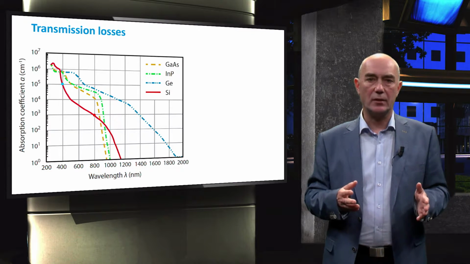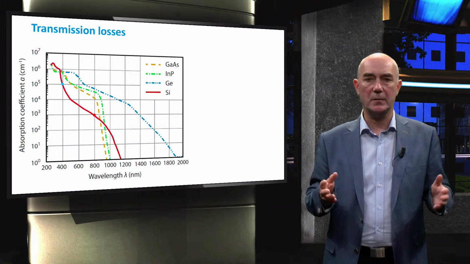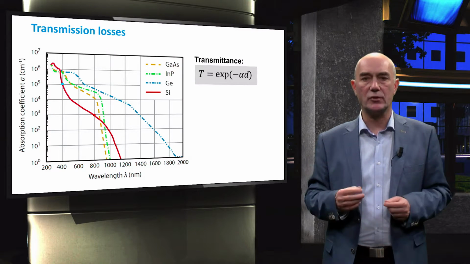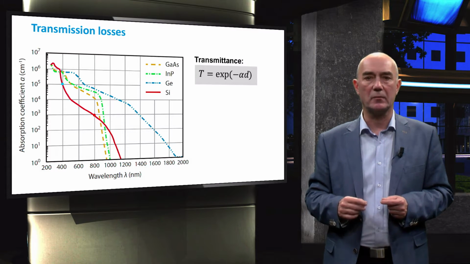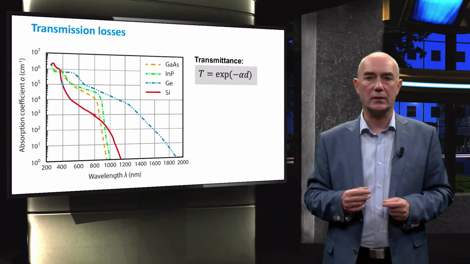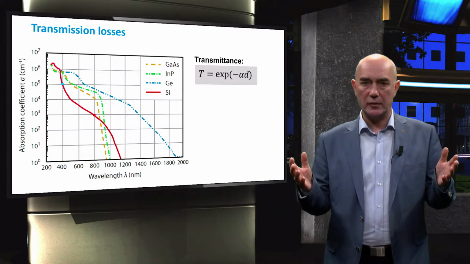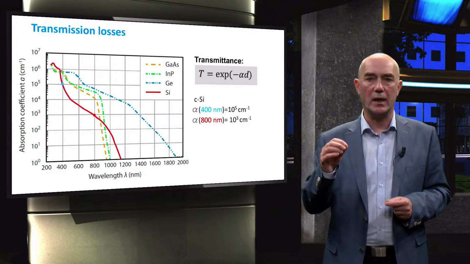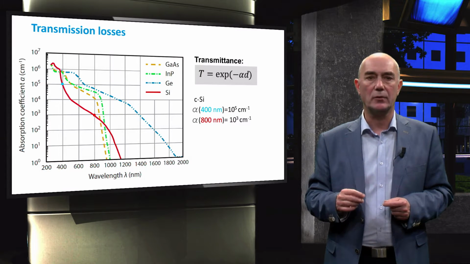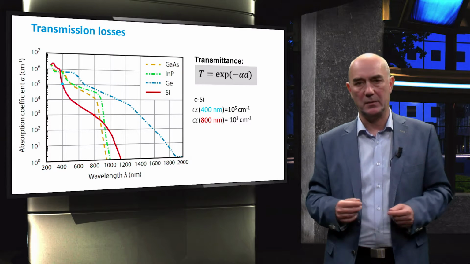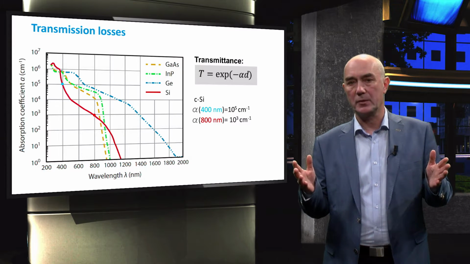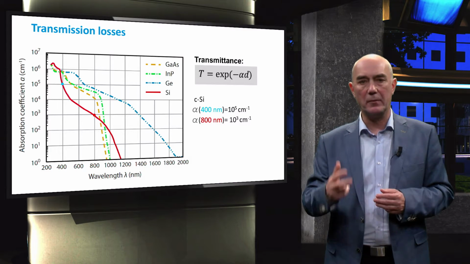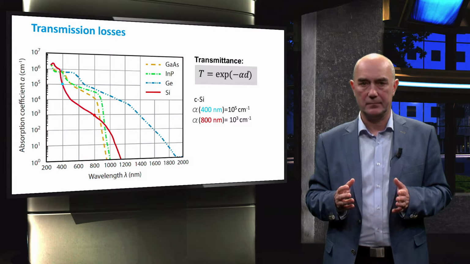The transmittance of an absorber layer can be estimated by the Lambert-Beer law, which describes the attenuation of the intensity of an electromagnetic wave as it travels through a certain medium. For crystalline silicon material, the absorption coefficient at a wavelength of 400 nanometers is 10^5 per centimeter, while the absorption coefficient at 800 nanometers drops down to 10^3 per centimeter.